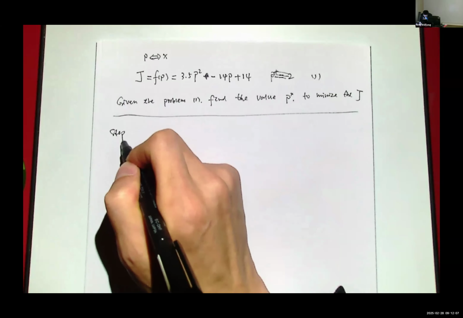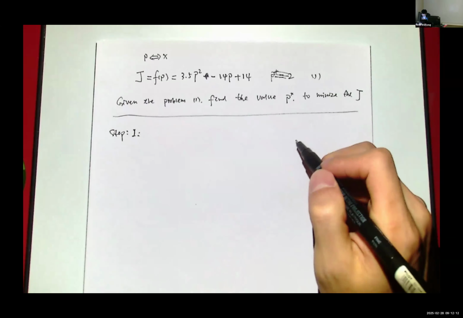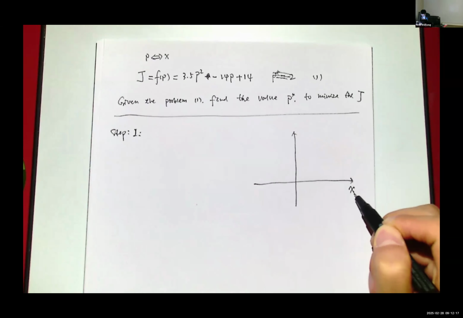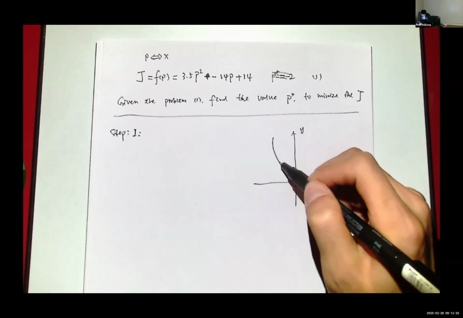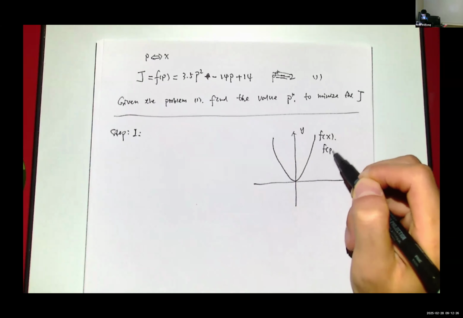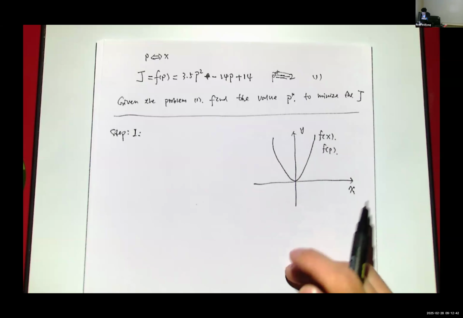The first step is you need to understand the problem. So for any function, let's say this is x, this is y. Maybe F(P) is the same. We only have a minimum point for the quadratic function: it's the point where the gradient equals 0. But this method is not general to all problems.